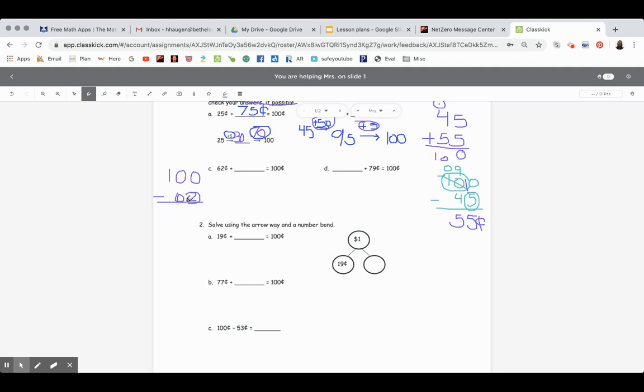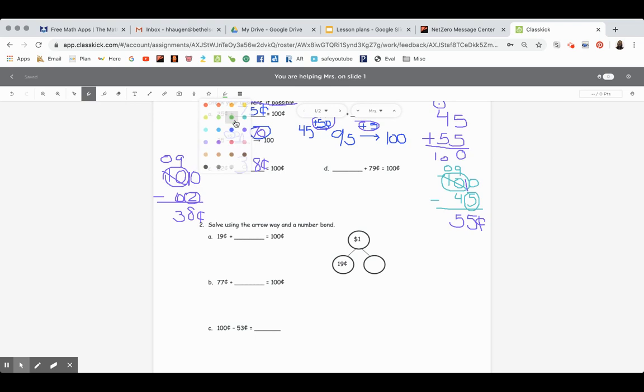More on the floor, go next door, and get 10 more. So I can't take from a 0, so I have to bundle. So now instead of having 10 tens, I have 0, 9. That's my take 10. Here's my give 10. So now I have more on the top. I can subtract. 10 minus 2 equals 8. And 9 minus 6 equals 3. So 62 cents plus 38 cents equals 100 cents.